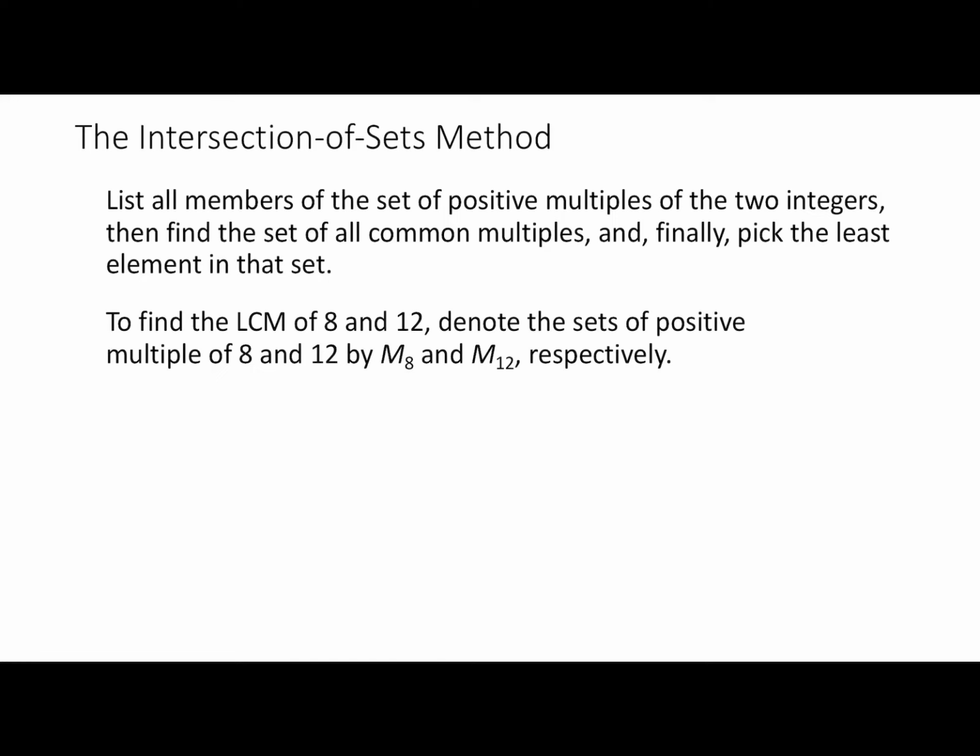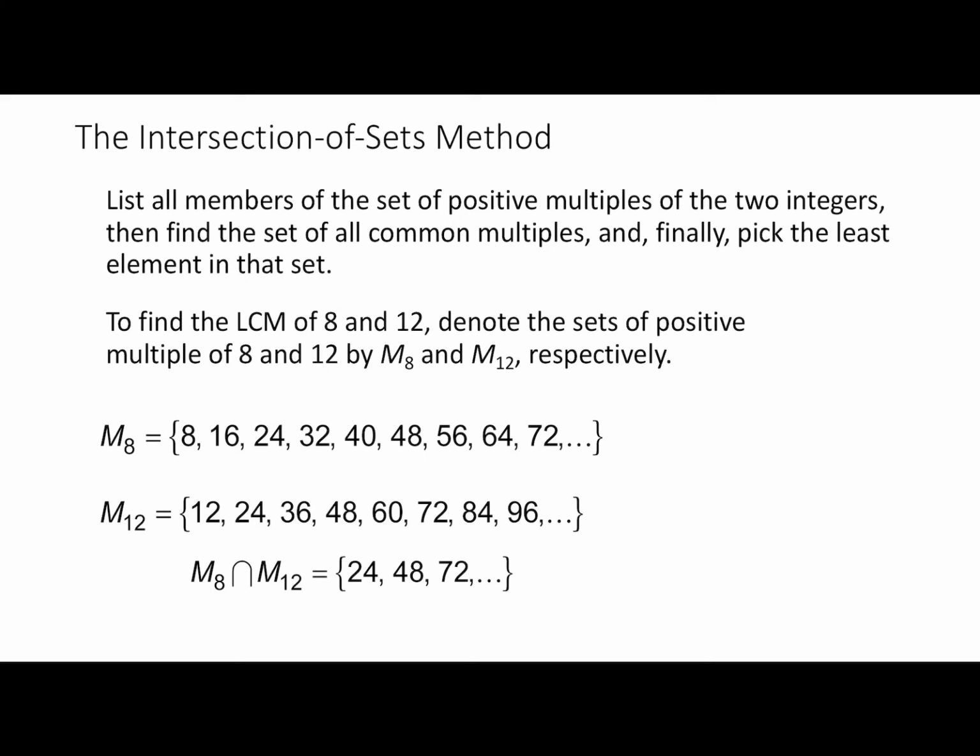Let's find the least common multiple of 8 and 12. So I'm going to let M8 be the multiples of 8 and M12 denote the multiples of 12. So I've listed the first few multiples of each number here. And what I'm going to do is look at those two sets and find their intersection. Remember, intersection means and. So we're going to find the things that overlap.